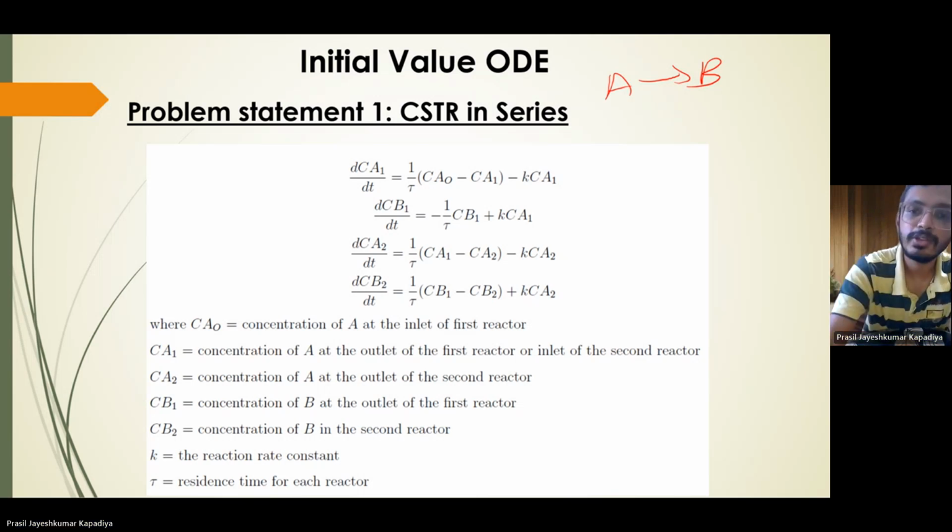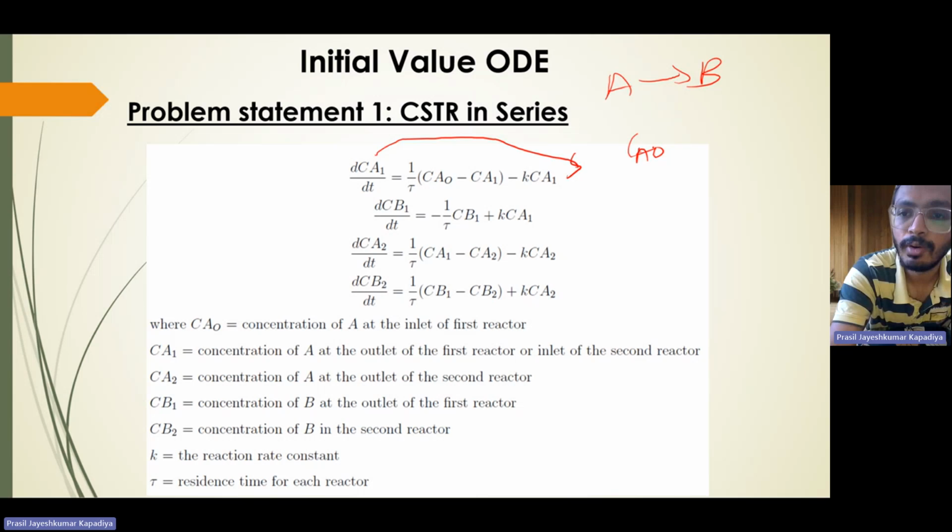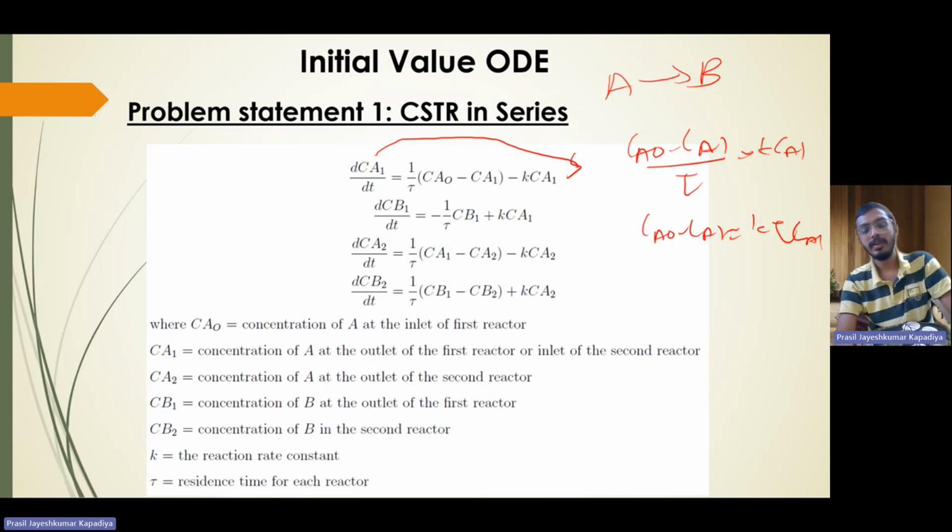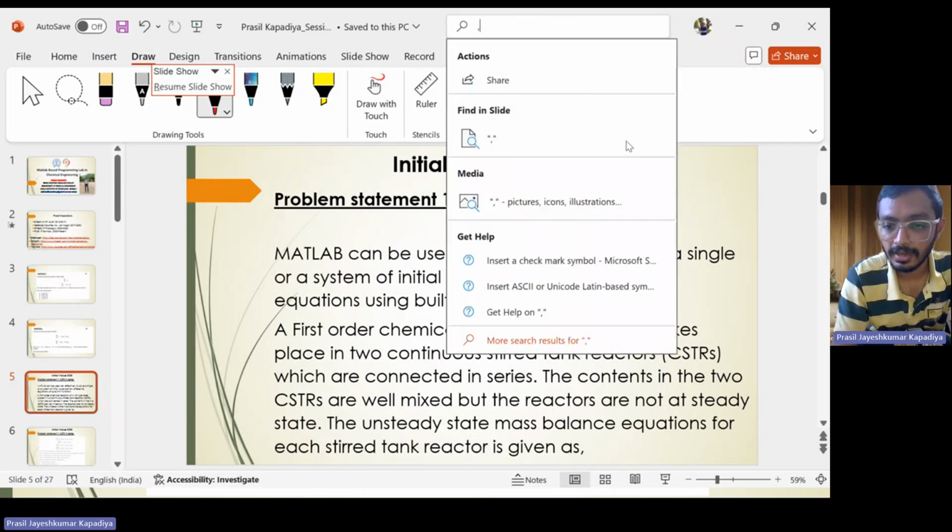Let's say this is at steady state. So dCA1/dt will be equal to 0, and our equation will be (CA0 - CA1)/tau = k CA1. So this is something that you have learned: CA0 - CA1 = k tau CA1. This is how you can write it down for the first reactor.